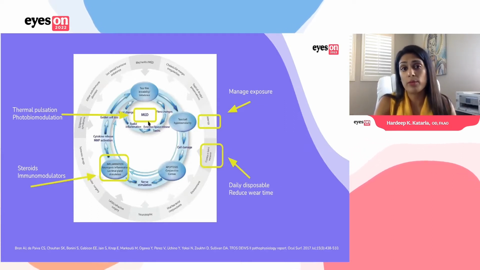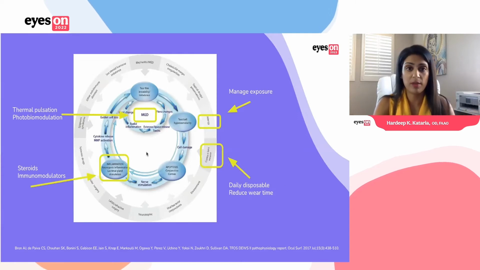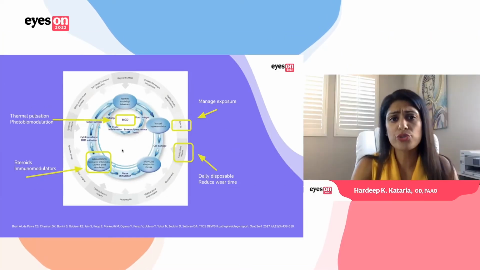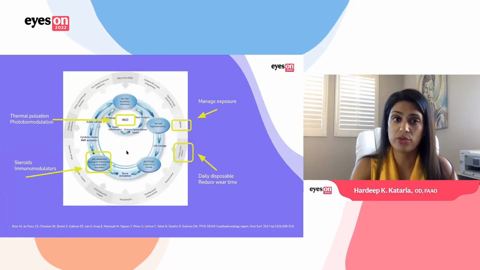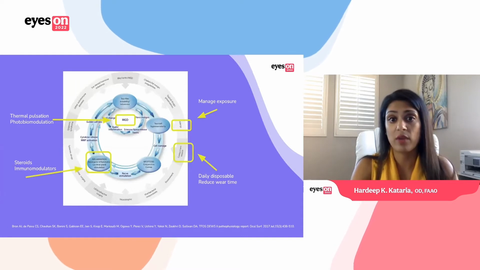So let's talk about meibomian gland dysfunction. We identify that the patient has decreased quantity and quality of meibum, really. And then we want to treat this with either in-office thermal treatment or in-office thermal pulsation treatment and/or photobiomodulation, such as intense pulsed light or low-level light therapy.